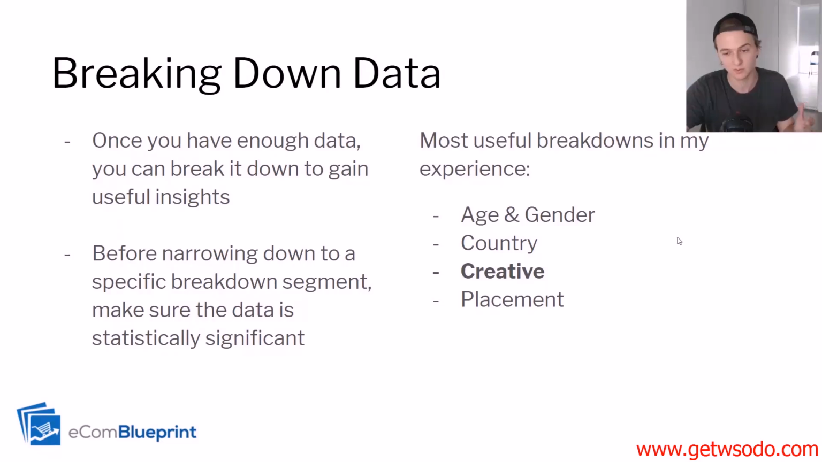The most useful breakdowns in my experience, number 1, is age and gender. Narrowing down your targeting by age and gender makes all the difference. This is my favorite breakdown to start off with. I start off by targeting really broad, and then I break down to see what my target audience is. Now, country is also really useful to see if there are any countries that are doing really, really well for you, or if you're spending money on countries that aren't doing well for you, and so on.